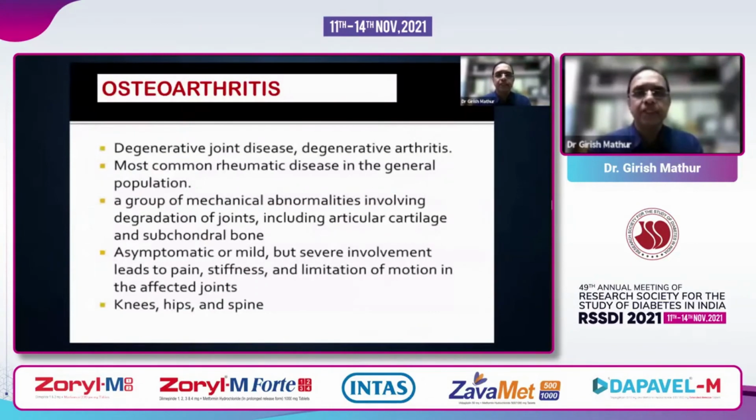Osteoarthritis is a degenerative joint disease. It's the most common rheumatic disease in the general population, a group of mechanical abnormalities involving the degradation of joints, including articular cartilage and subchondral bone. It may be asymptomatic or mild, but severe involvement may lead to severe pain, stiffness, and limitation of motion in the affected joints. It involves knees, hips, and spine.